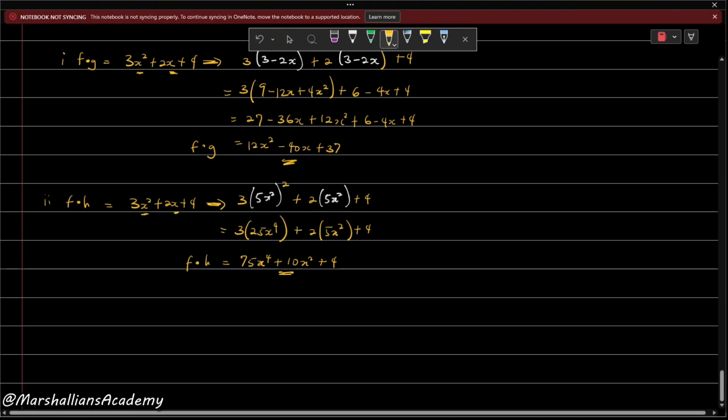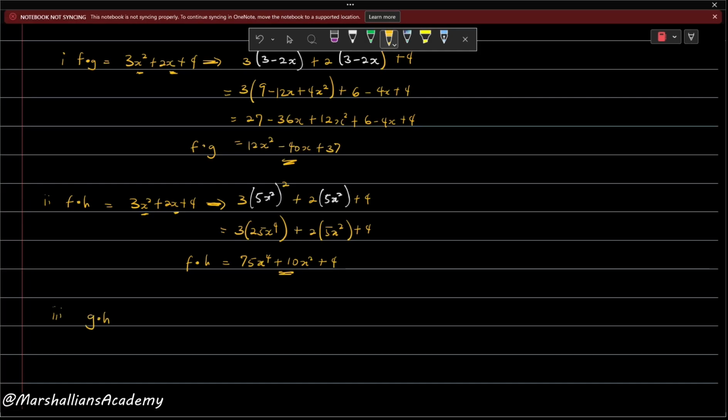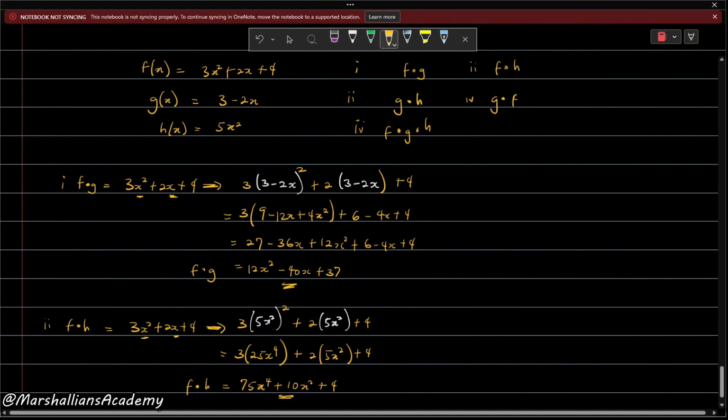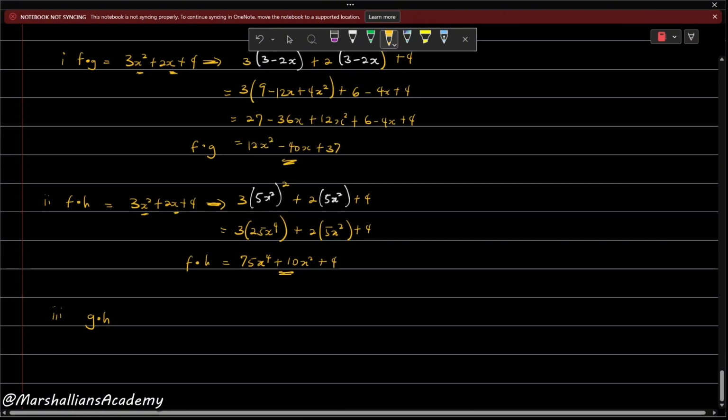g of h. Do me a favor, pause the video right now and try to do g of h on your own. Alright, let's solve it together. Now you have done it on your own and let's find out if you did the right thing or the wrong thing. g of h means h function exists inside g.